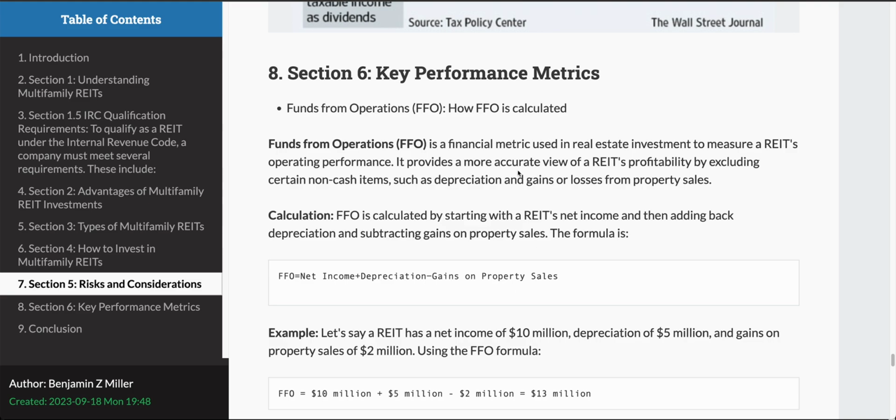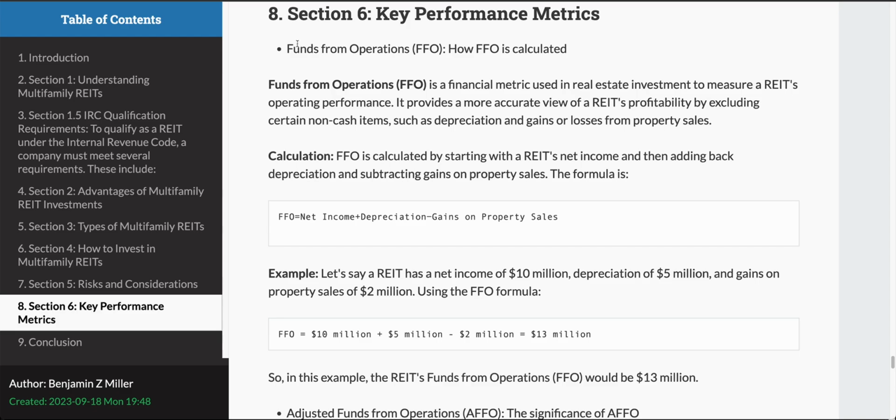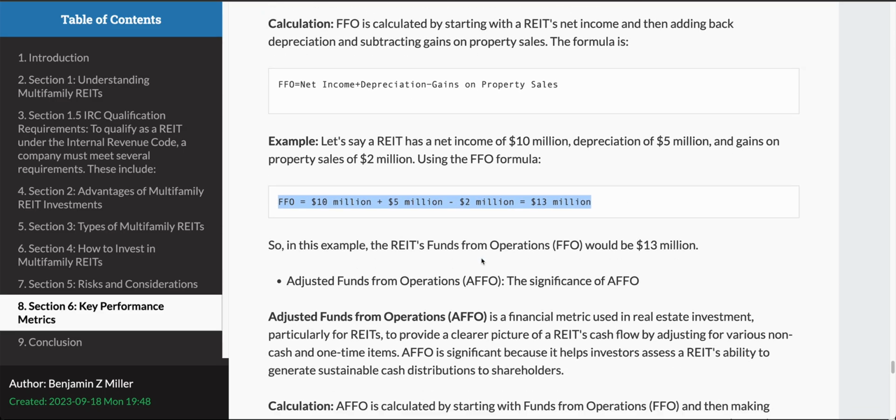If you're looking at REITs, you need to be familiar with a couple of things. There's funds from operations, and basically the calculation, if you're trying to calculate this key financial metric, is you're going to take the net income, you're going to add the depreciation, and you're going to subtract the gains on the property sales. So imagine that a REIT has a net income of $10 million. Then we're going to add $5 million for depreciation, and then we would look at the gain on the property sale of $2 million. That would give a funds from operations of $13 million.